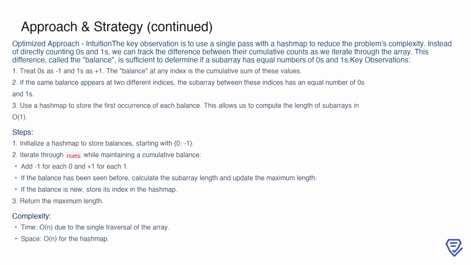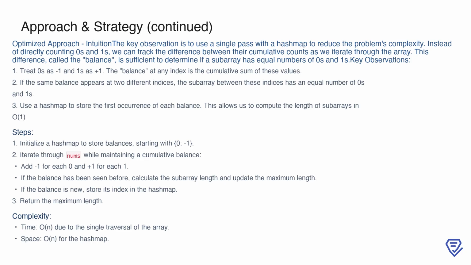The steps are as follows. First, we initialize a hash map with the starting balance of 0 mapped to index -1. Then, as we iterate through the array, we update the balance by adding -1 for a 0 and +1 for a 1. If the current balance has been seen before, we calculate the length of the subarray and update the maximum length if necessary.